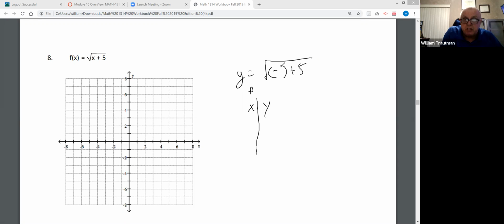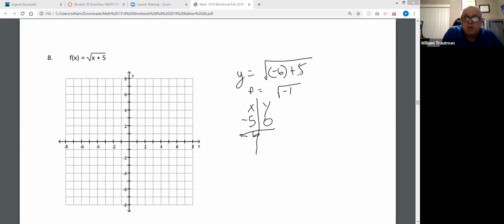If I put -5 in here, if x is negative 5, then negative 5 plus 5 is 0. The square root of 0 does equal 0. By the way, I want to show you also, don't forget, if I put negative 6 in here, negative 6 plus 5 is negative 1, and you can't take the square root of negative 1. It's an error. Do you see? So I can't use negative 6 because that gives me an error.